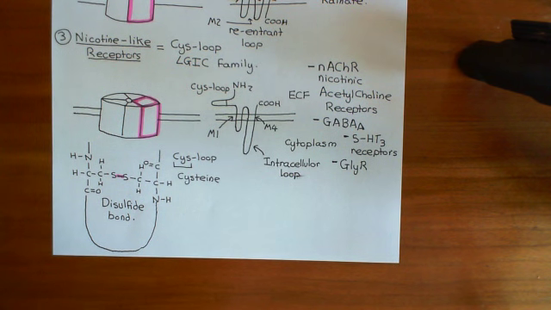That now concludes our discussion of the basic categorization of ligand-gated ion channels into these three separate families. In the next video, what we'll do is an in-depth study of the P2X ligand-gated ion channels.